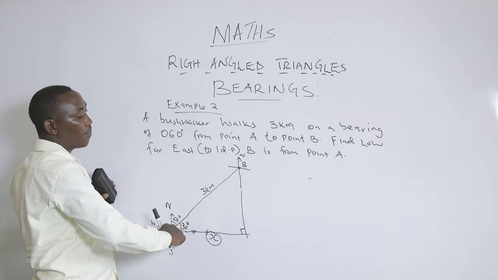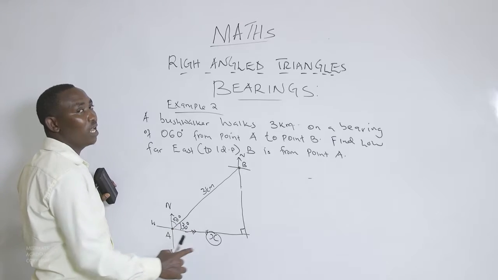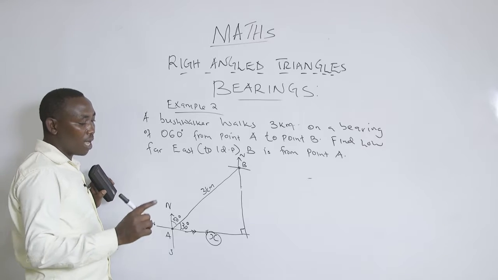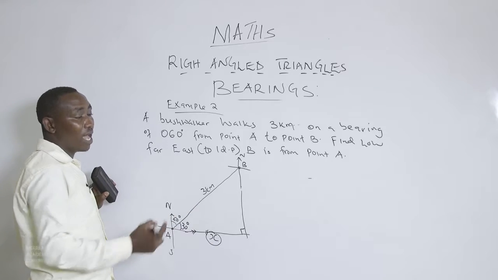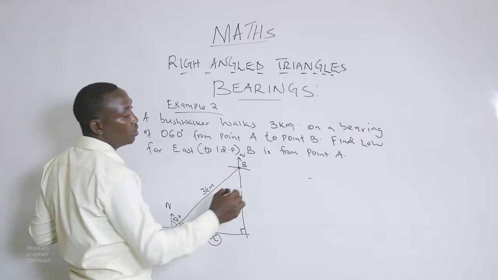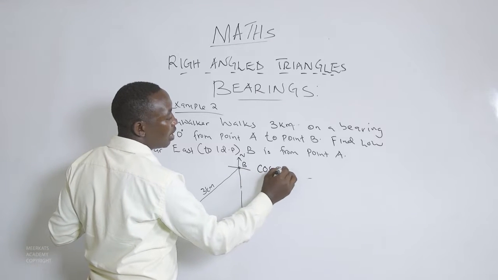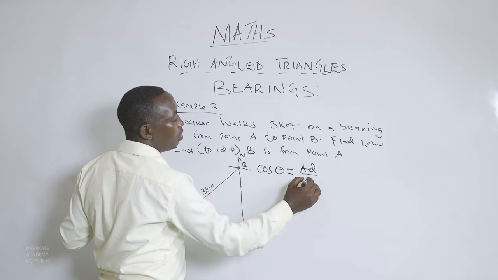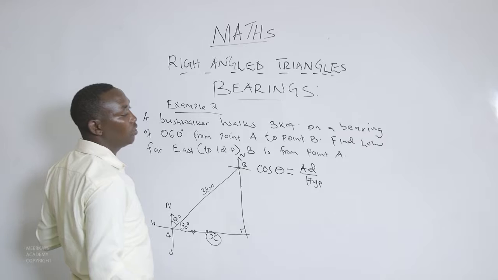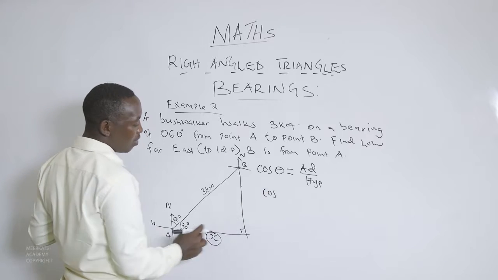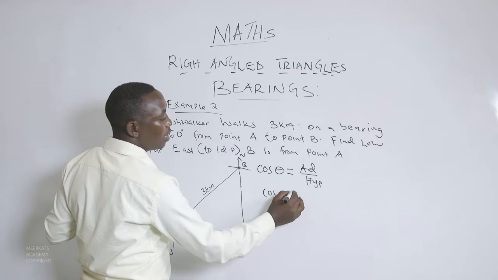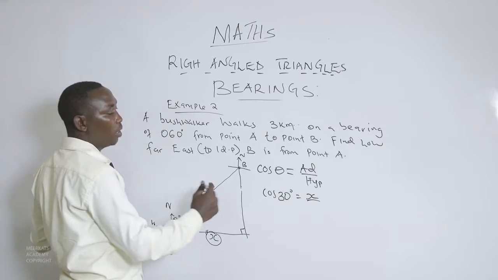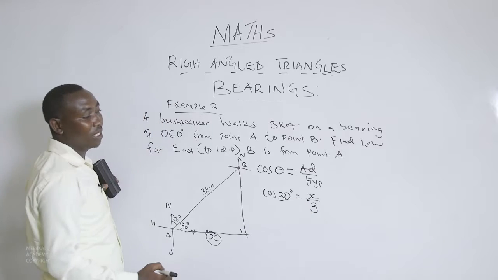Given that we already have the hypotenuse and we need the adjacent, we are going to use a trigonometric ratio that has an adjacent and hypotenuse. That means we use cosine, which says that the cosine of angle theta is given by the adjacent over the hypotenuse. In this case, the angle in question is 30 degrees, so cos 30 equals the adjacent, which we are looking for, X, all over the hypotenuse, which in this case is 3 kilometers.